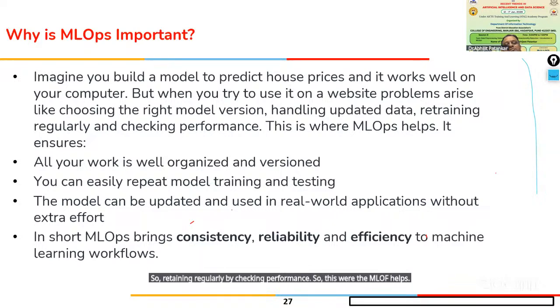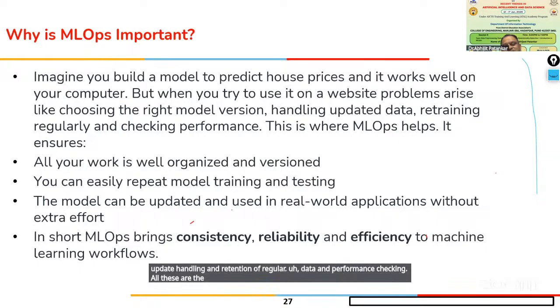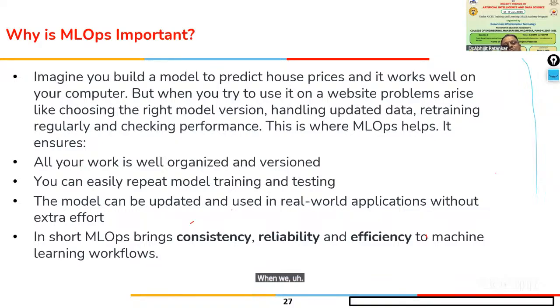Now, if you want to transform the same app into a website, what are the challenges? Choosing the right model, version, update handling, and retraining on regular data and performance checking. All these are the major issues when we deploy the same model which we have worked on onto a website. So all your work is well organized and versioned.